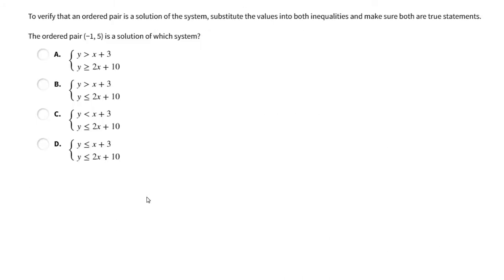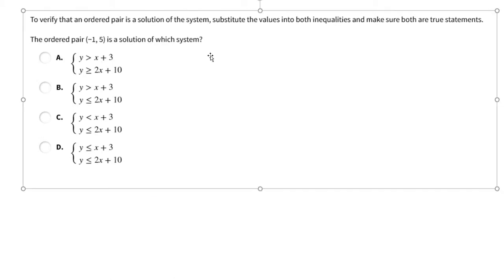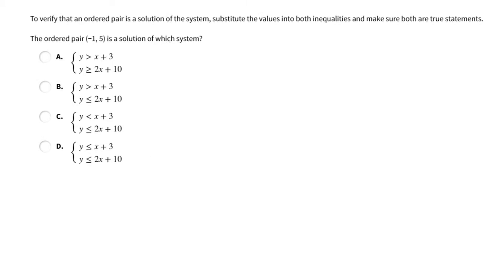Now let me look at a couple questions, types of things you'll see on a practice assignment today, okay? To verify an ordered pair as a solution, substitute the values in and see that they're true statements. So here's an example question. The ordered pair (-1, 5), right here's where I'm looking, is a solution of which system?